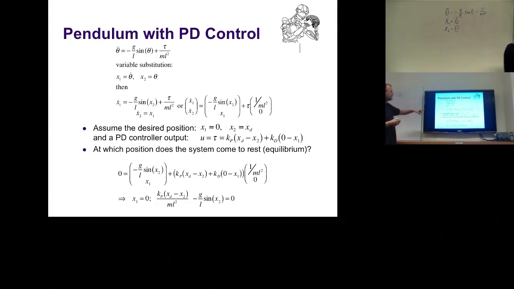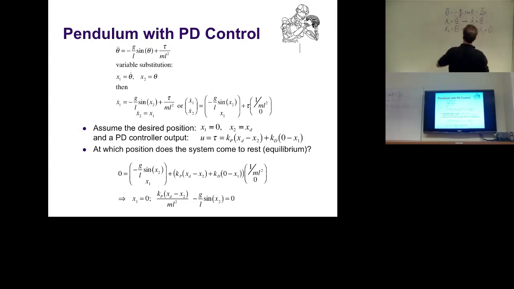Now let's plug this substitution into our model equation and see what comes out. From x1 equals theta dot, we automatically get that x1 dot equals theta double dot. And we get the other thing, that x2 dot equals x1, which equals theta dot.